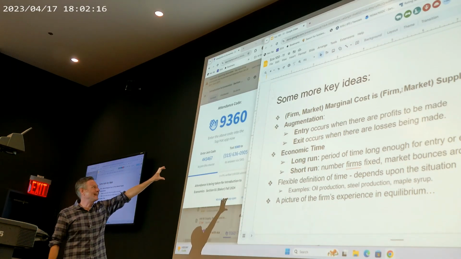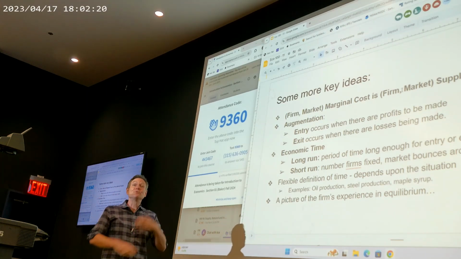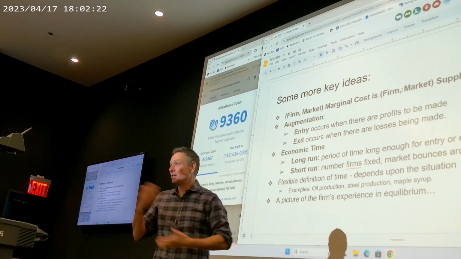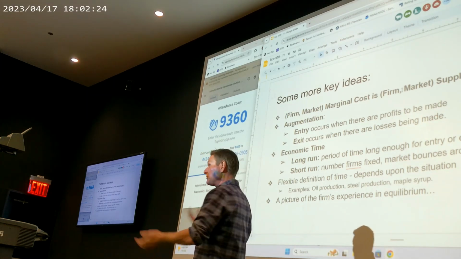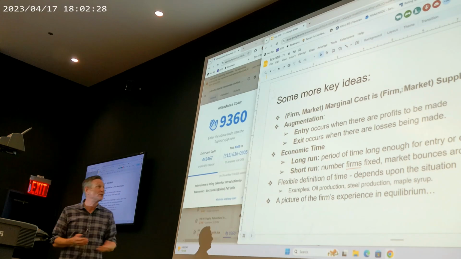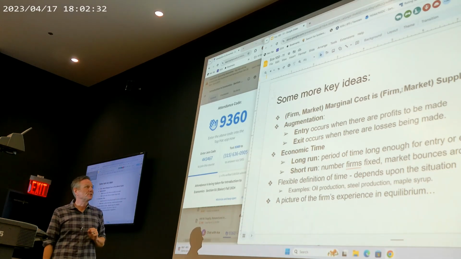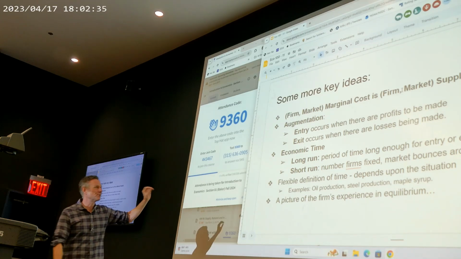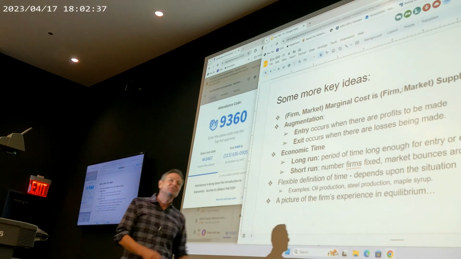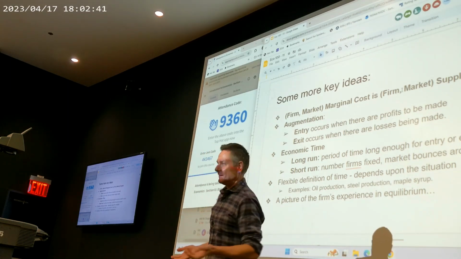One other thing I'm going to add to this is this idea that these profits, coupled with this idea that firms are small and can come and go as they please, gives us a way of understanding how the industry operates over a long period of time. So we'll imagine that entry occurs when there are profits to be made, and exit occurs when there are losses being made. So I'm in the oil industry, I'm producing along happily there.